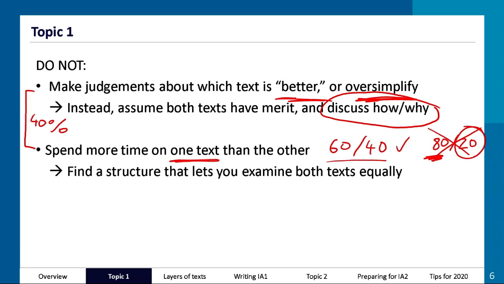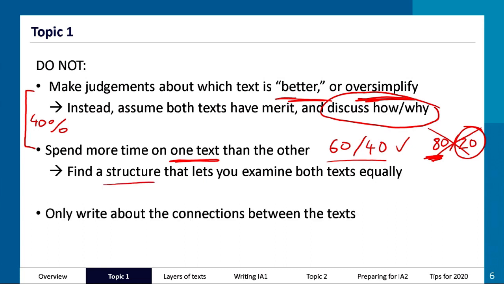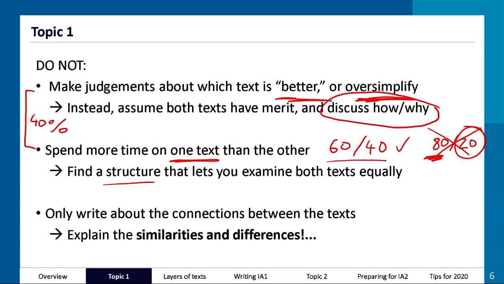Ideally, you'll find not an essay necessarily, but a writing structure, as we'll talk about in a second. This piece doesn't have to be an essay. You will find a structure of writing that lets you talk about the text equally, so you don't even have to worry about it. You'll find a structure that forces you to jump between and draw connections as you go. Having said that, you don't have to just focus on the connections. You are also analysing the text and explaining similarities and differences.